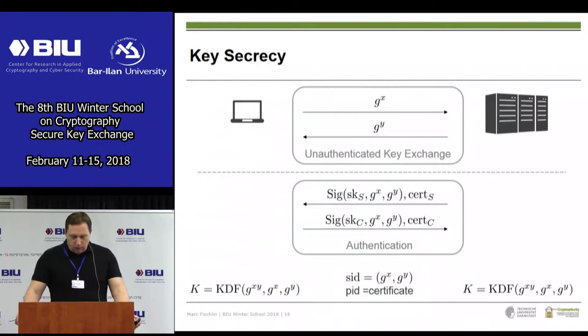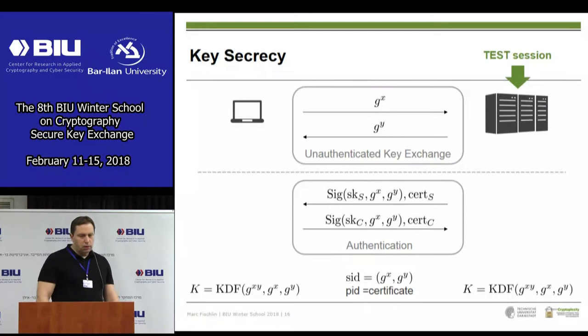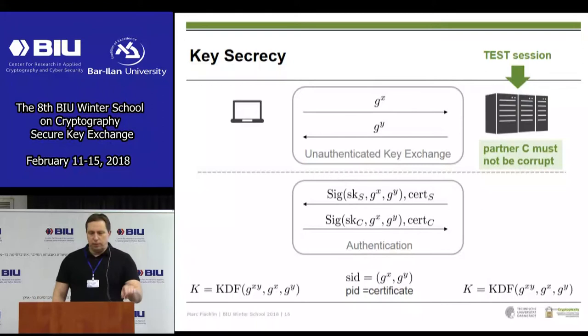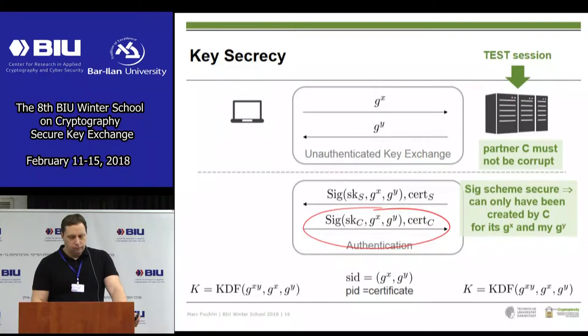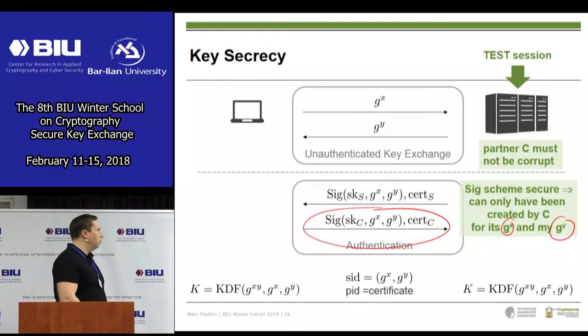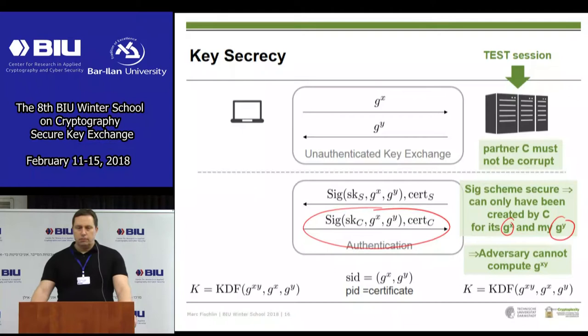So let's go back to the unknown key share attacks. Here's how the attack works. You let the first two messages just pass. You don't change anything there. And then you get from the server the signed transcript and the certificate. You replace this by your own identity as an adversary, and you sign this anew under your key. And then you let the reply of the client go through again. That's the unknown key share attack.